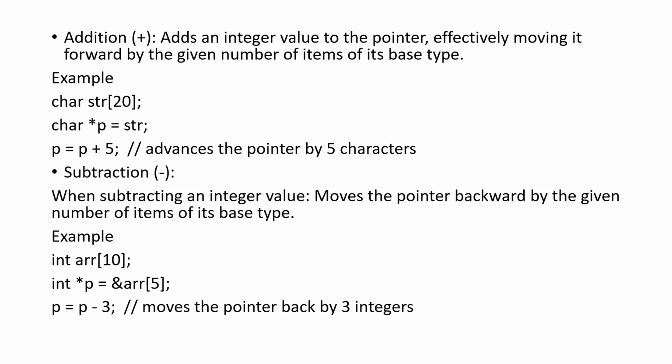Subtraction. When subtracting an integer value, it moves the pointer backward by the given number of items of the base type. Here p = p - 3. p points to arr[5], that means it is the sixth element of the array. p - 3 moves the pointer back by 3 integers.